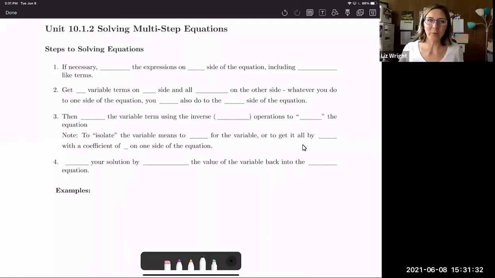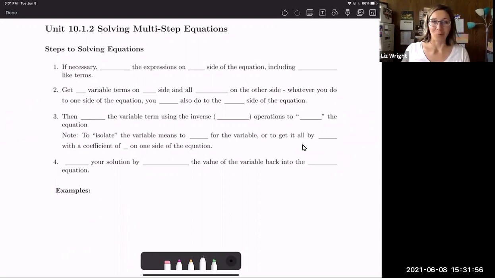Everybody, in this video we are going to be talking about solving equations, and in particular we're going to be solving one-step and multi-step equations, but this is unit 10.1.2. All right, steps to solving equations, and these are not hard and fast rules for solving equations. This is just like general practice of what we do for solving equations.